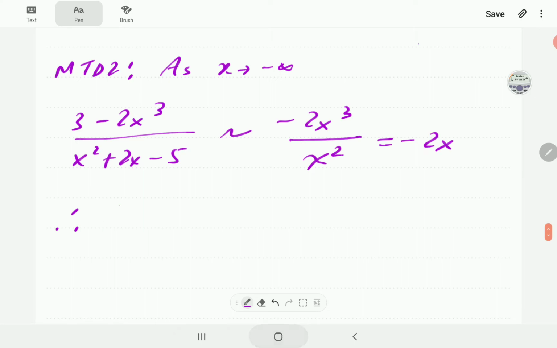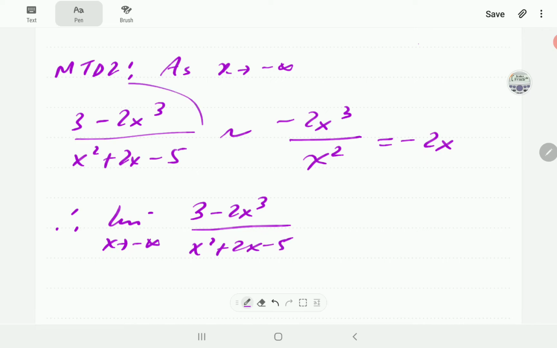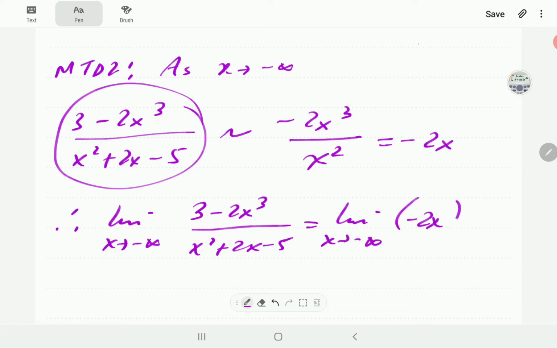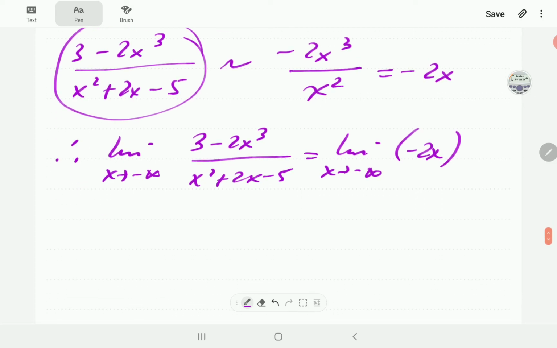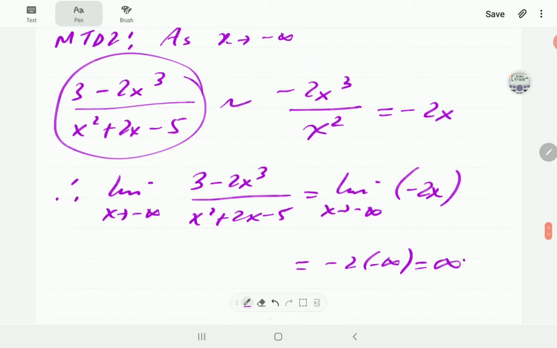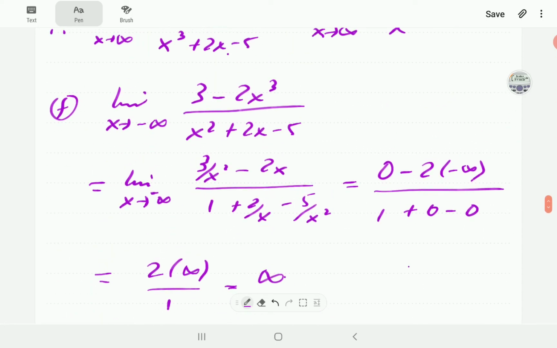So what this means is that the limit of this rational function here, as x goes to negative infinity, is going to be the same as the limit of negative 2x. So that's going to work out to infinity. So that is our f.